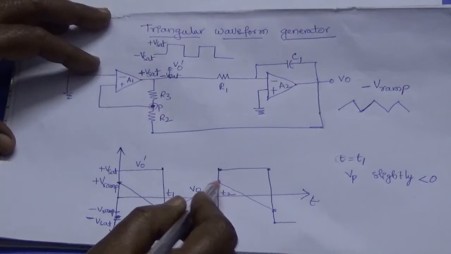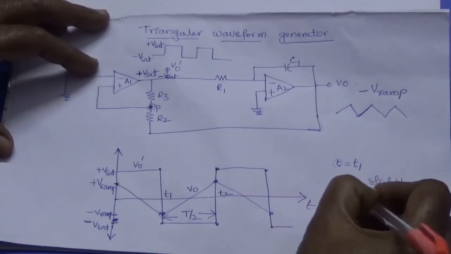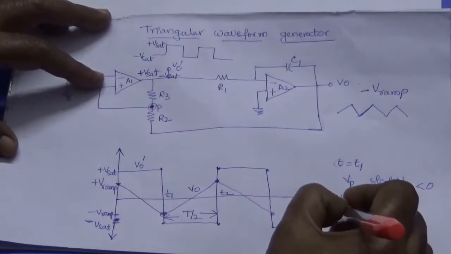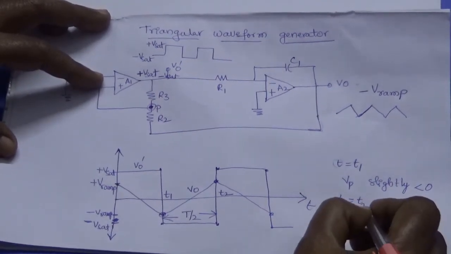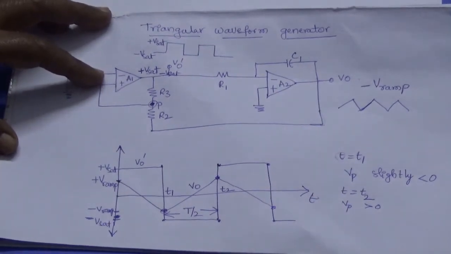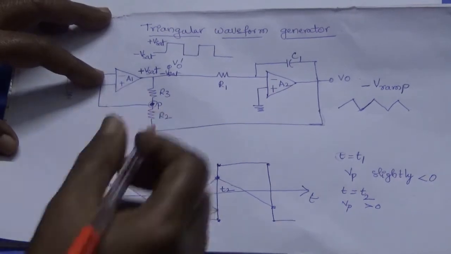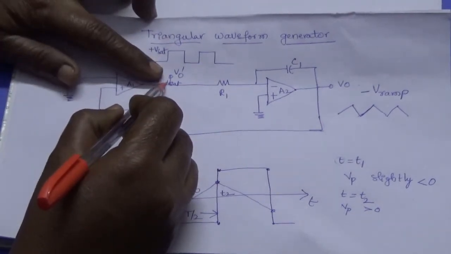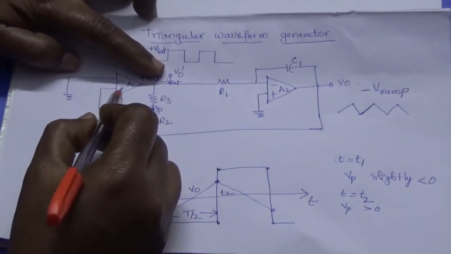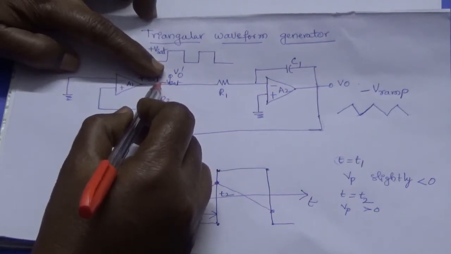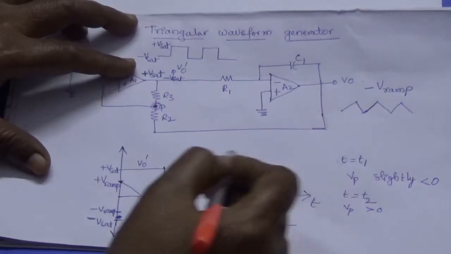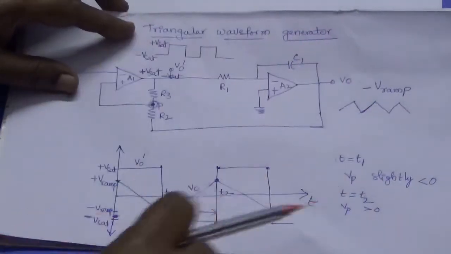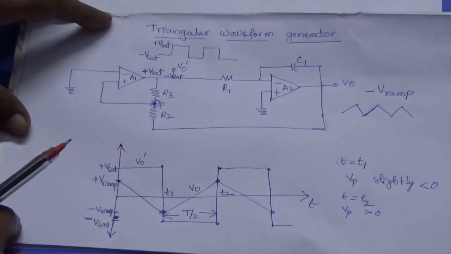So coming here, at t equal to T2, my voltage at VP will be slightly greater than 0. Very slightly greater than almost 0, but slightly greater than 0. Then this voltage will be positive. Already its output is at minus Vsat. So this positive voltage will make this output change from minus Vsat to plus Vsat. So again the cycle will be repeated and I can get a triangular waveform at the output. So this is the working principle of a triangular waveform generator.